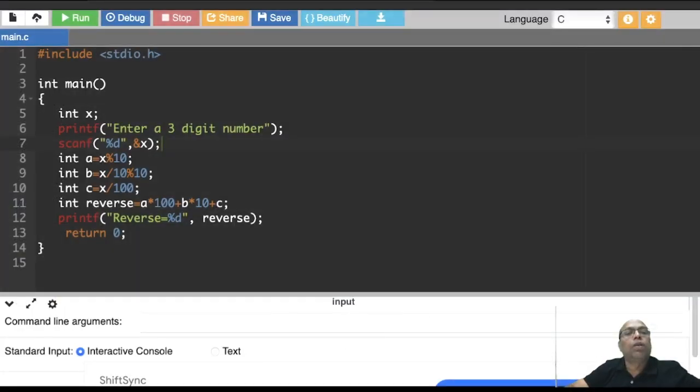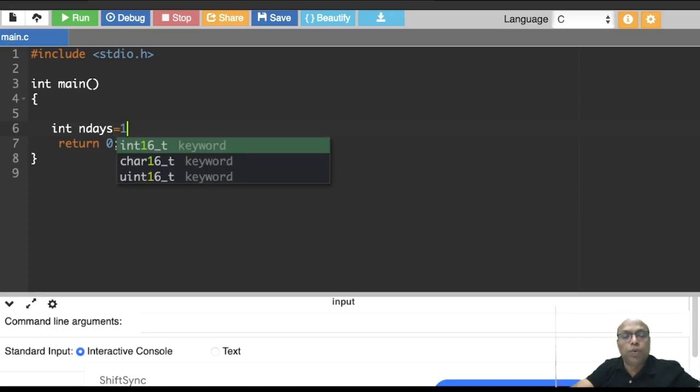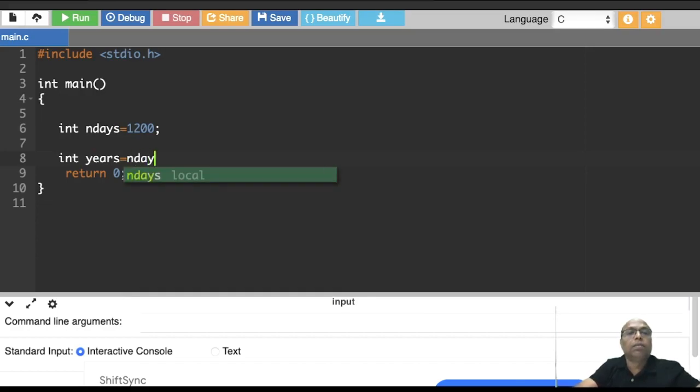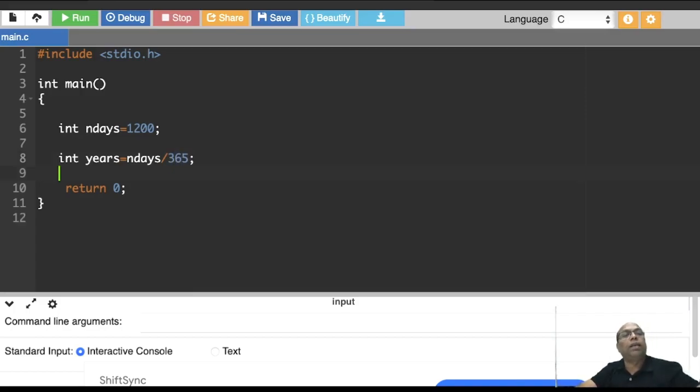Okay, let's convert this into a program. So what is my input going to be? Input is going to be number of days. I am putting 1200 directly, but you can take an input from the user. I need to calculate the number of years first. How to calculate the years? Years is equal to n days divided by 365. I get the quotient, which is 3.